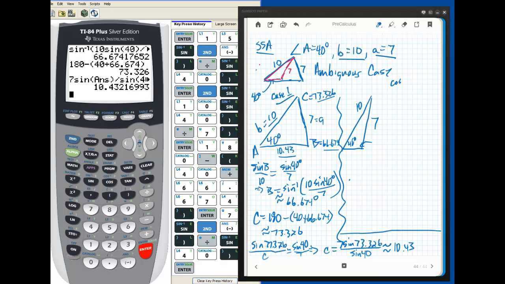Now, let's solve. So this is case 1. Let's solve for case 2. I almost wrote cos. Case 2. Law of cosines is next, by the way. How am I going to solve for that angle? That's my biggest challenge, because if I don't have this angle right here, I'm dead. Believe it or not, it's very simple to solve for.